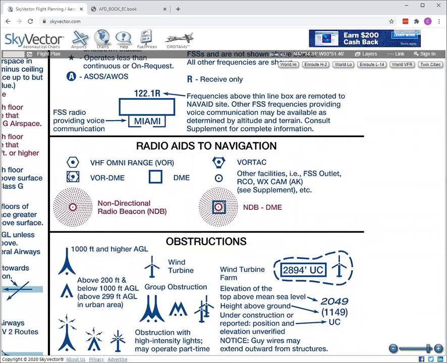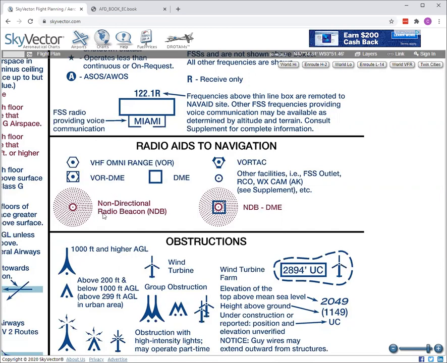These are all the different types of symbols that you'll see for radio navaids, like a VOR-DME or a DME or a VORTAC that are not at airports. The other way you can identify them pretty quickly is by the compass around them as well.